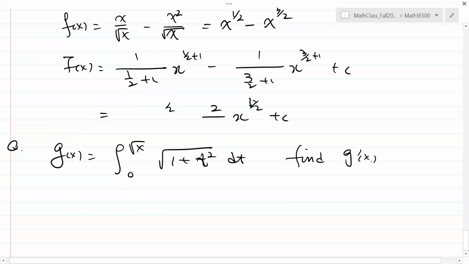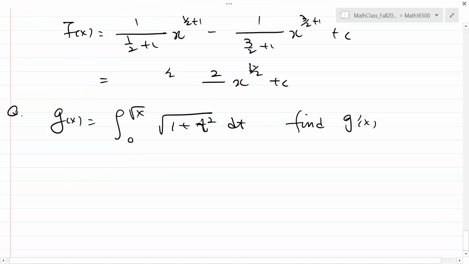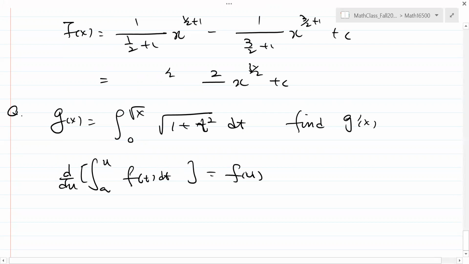Find the derivative function. We know that if you have the integral from a to u of any function f of t dt, its derivative is going to be f of u. This is what we know, the fundamental theorem of calculus. We're going to use this to find the derivative.